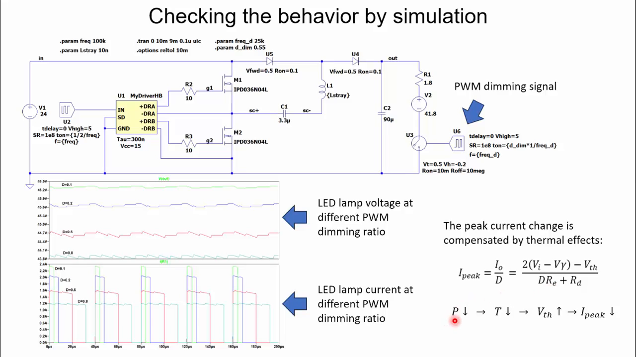So if we decrease the duty cycle in order to decrease the power in the lamp, then the temperature is going to decrease. And in a LED, we have that the threshold voltage is going to increase. So if the threshold voltage increases here, then the peak current tends to decrease. So due to the effect of the temperature, as we are going to see in the experimental results, the change in the peak current is not so high as expected.